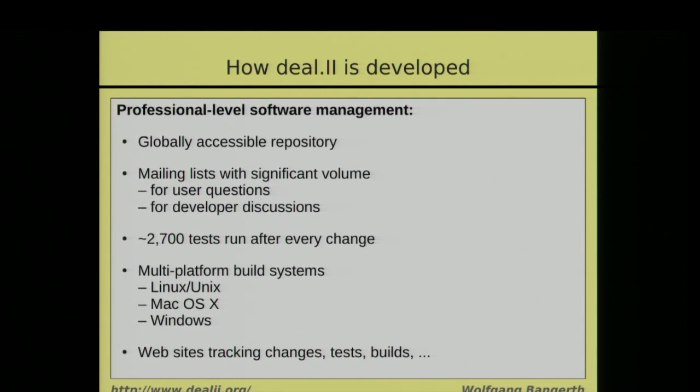So for example, we have many tests that we run after every change to make sure that everything we do maintains current functionality and that we don't accidentally break something that worked before. So right now it's on the order of 2,700 tests that we run after every change. But then there's also relatively professional installation instructions and tools. For example, we can build on Linux, we can build on Mac, we can build on Windows. There's a variety of websites that track all sorts of information about this project and that help us develop this software.